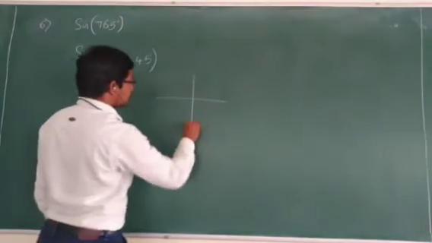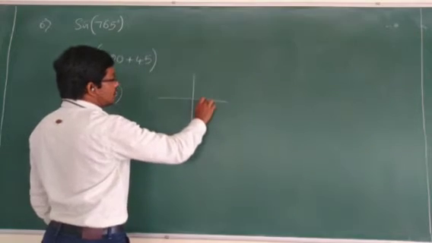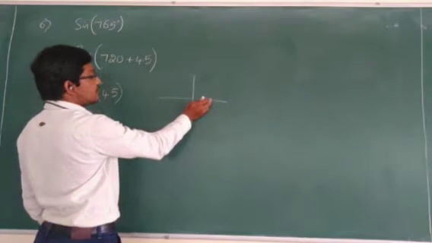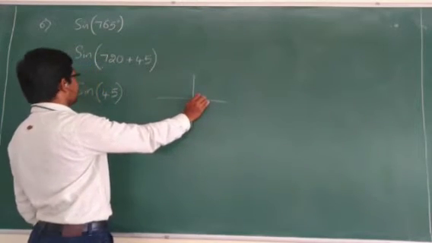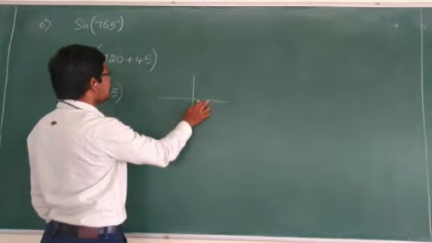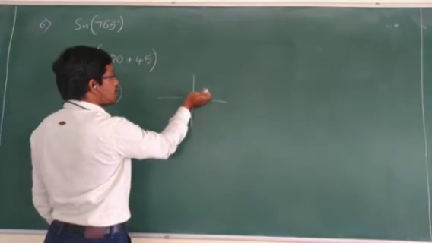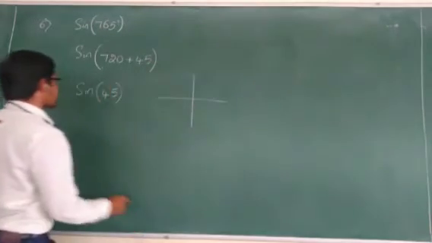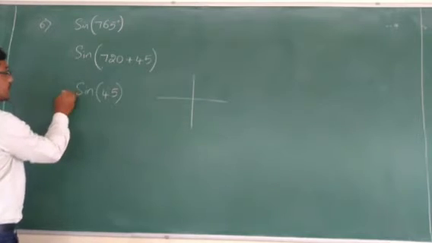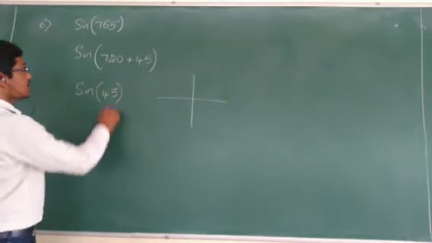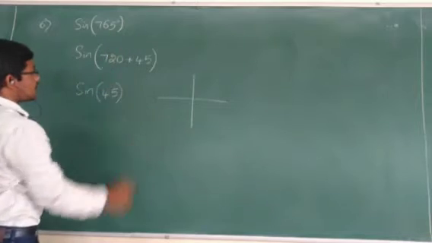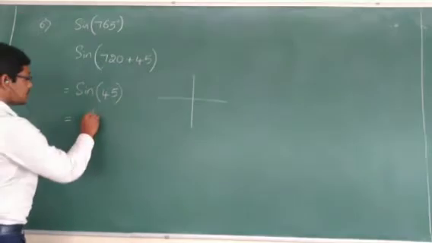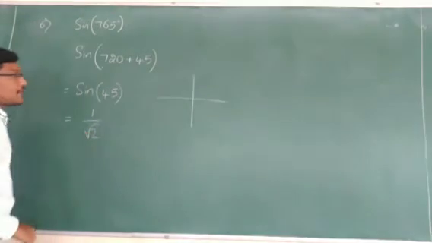Another complete revolution, that is 4 pi, that means 720. 720 plus 45 will come in the first quadrant. In the first quadrant sine is positive, so we take the positive sign only. Then the complete revolutions term will be eliminated, so we get only sin 45. Sin 45 value is equal to 1 by root 2.